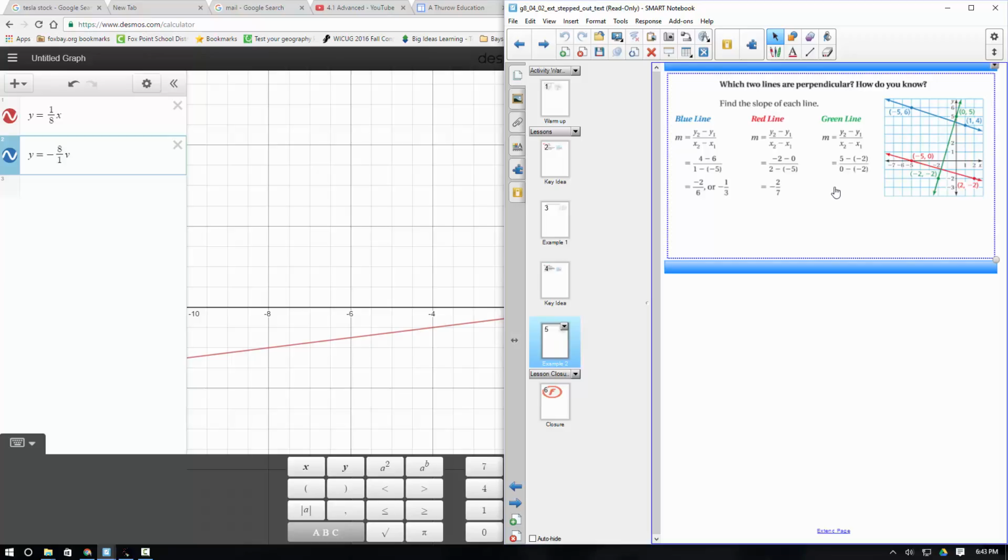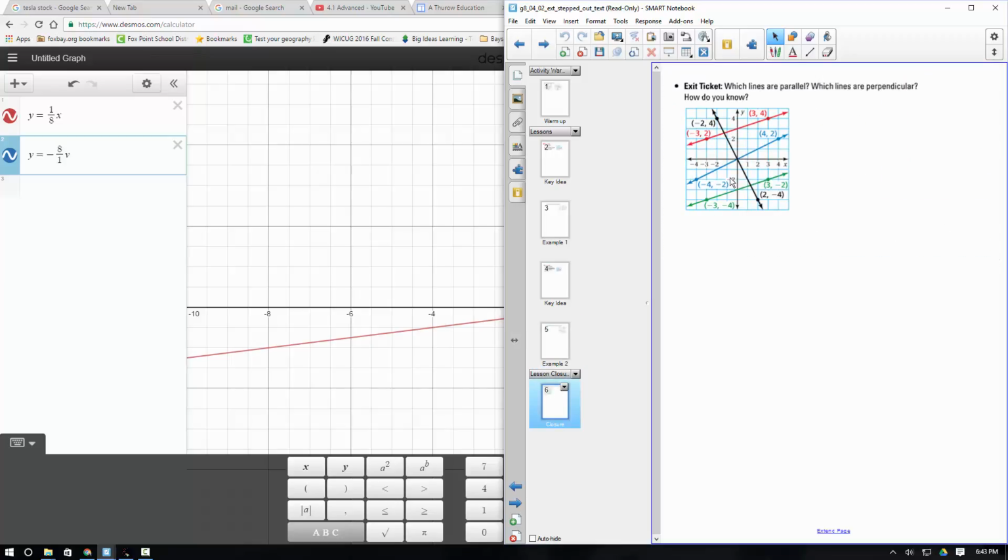So let's see here. Oh, interesting. I guess my eyes deceive me. Because look at it, the green and the red are perpendicular based on this. This is a negative 2/7, and this is a 7 over 2. So one is negative, one is positive, and it's just the reciprocal. And that right there is the lesson.